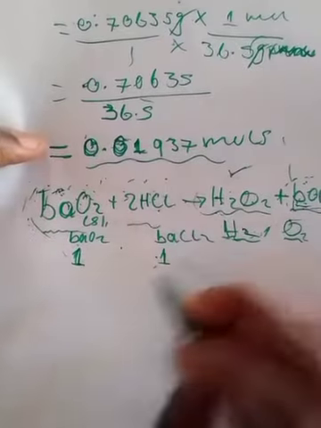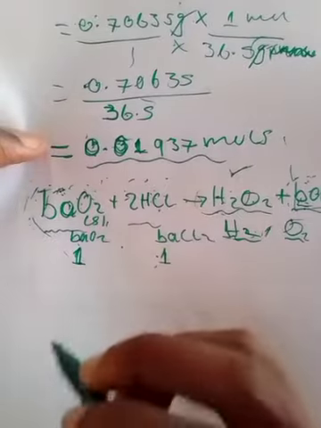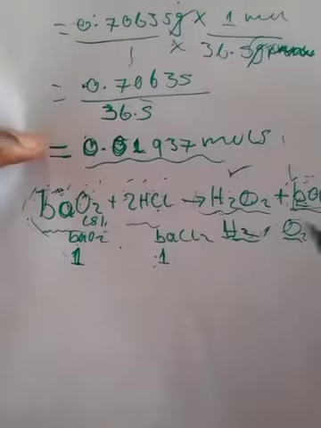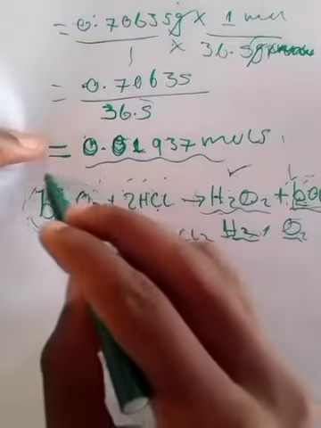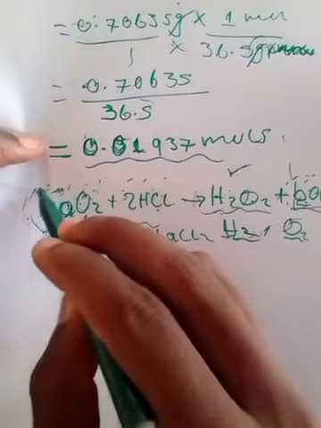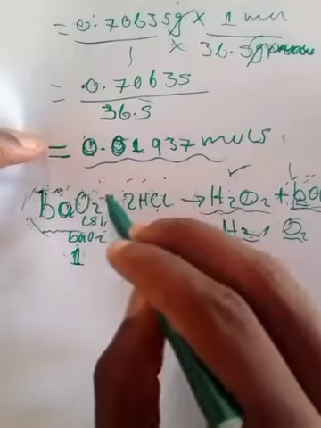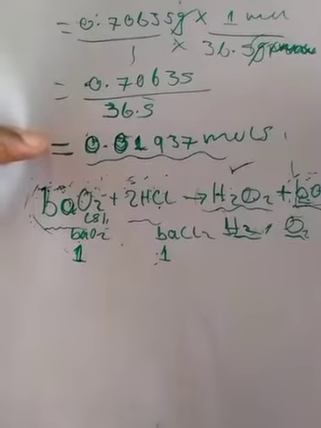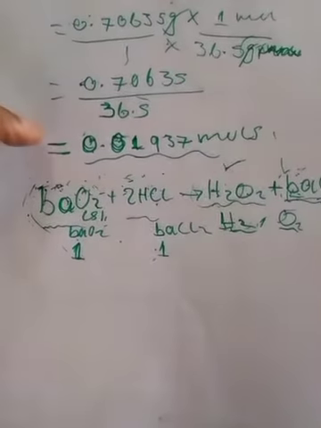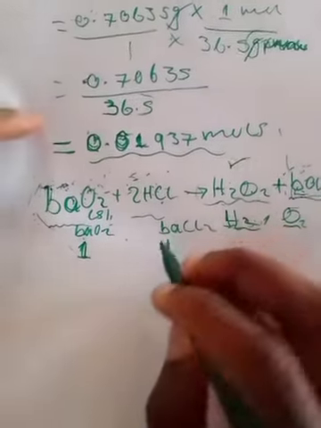barium chloride. Now, remember, you're looking for the number of moles for this one here, using the number of moles for this one. First, you begin by looking for the number of moles of the first reactant, then you proceed to the second reactant, then the one that will give you the lowest will be your limiting reagent. This is a standard method of finding the limiting reagent.